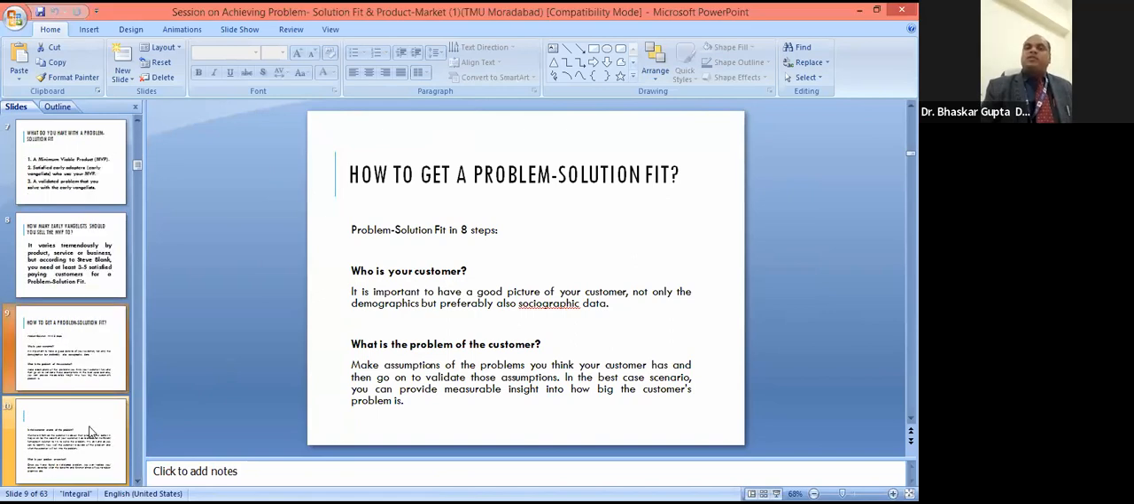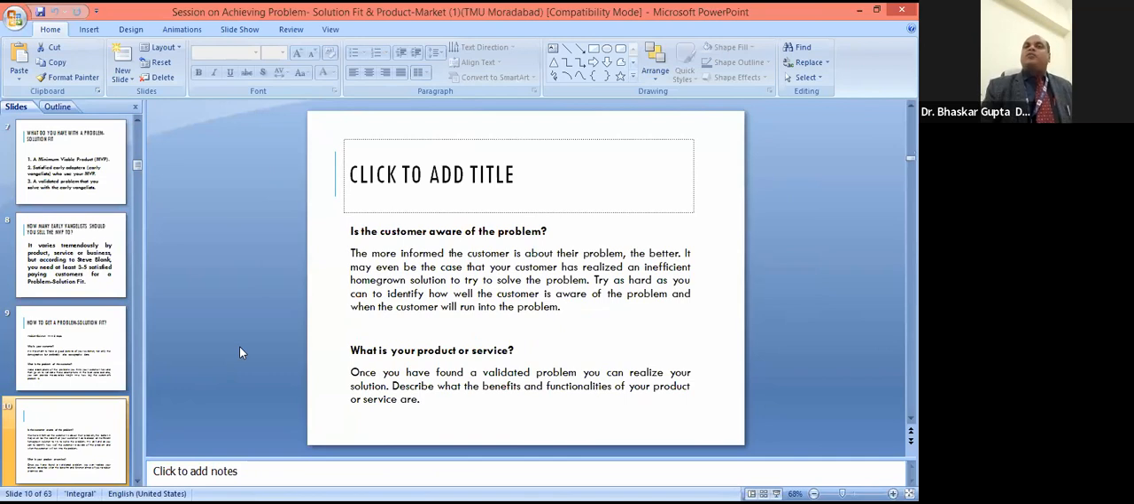Next. Is the customer aware of the problem? Sometimes the customer is also not aware of the problem, and the wrong problem is passed to you, which you are going to solve. So this is a problem which is not worth solving, on which you are going to waste your time. So there would be a substantial waste of time. Please do remember, whenever working with customers, you have to identify a problem which must be technologically feasible and commercially viable. If the problem is not worth solving, then whatever solution you realize will not help in solving the problem.